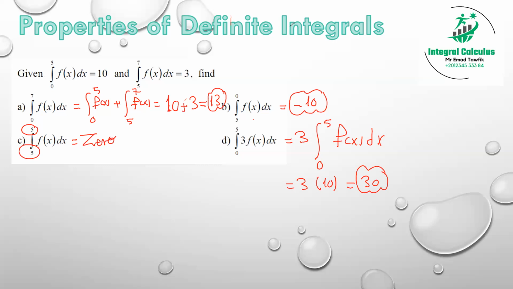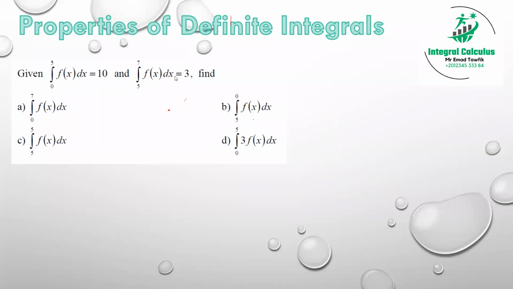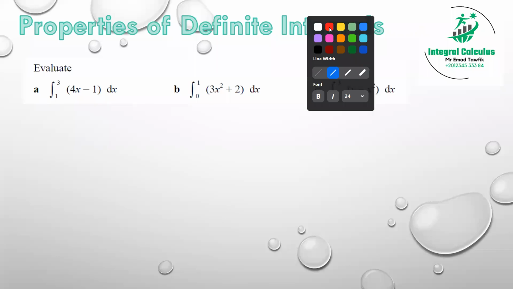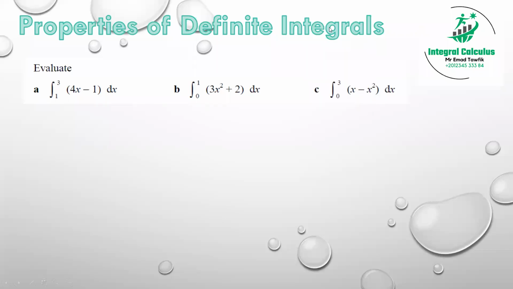And for the next point, if I ask you here to calculate each definite integral, you have to do your integration directly, and then make your upper substitution minus your lower substitution. Like in letter A here, I ask you here to integrate 4x minus 1. 4x, its integration is supposed to be 4x squared over 2, and then minus the integration of 1, which is x here. You have to do your substitution by 3 minus substitution by 1.